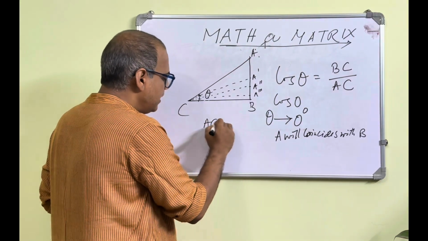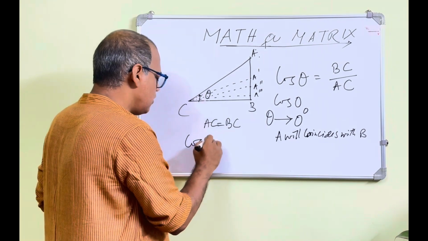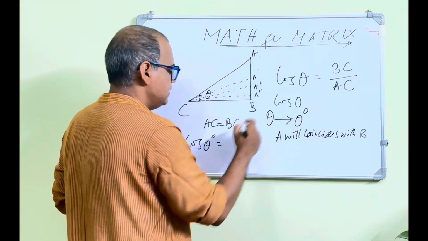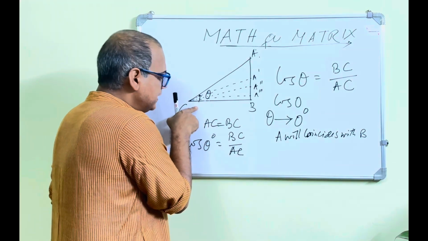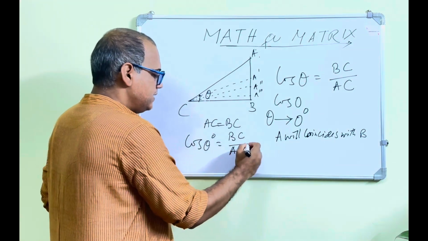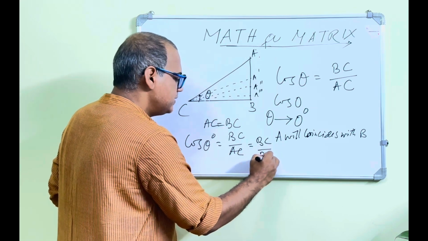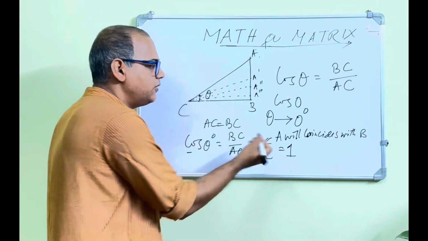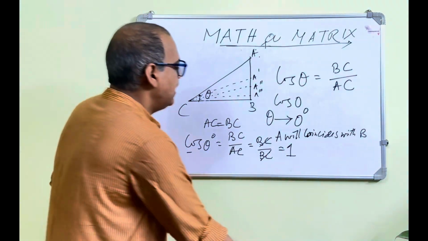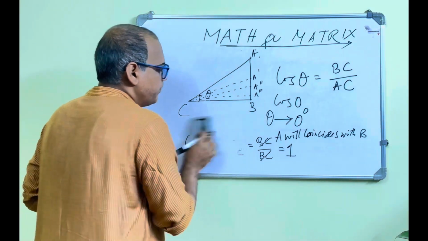So for theta equals 0, A will coincide with B, and at that point your AC will become BC. So for cos of 0 degree, we know that it's BC by AC. In case of theta equals 0, AC becomes BC. So we can put it BC over AC, which is 1. So cos 0 is 1. Isn't it so simple? You can do it for sine 0 as well. You can try at home.